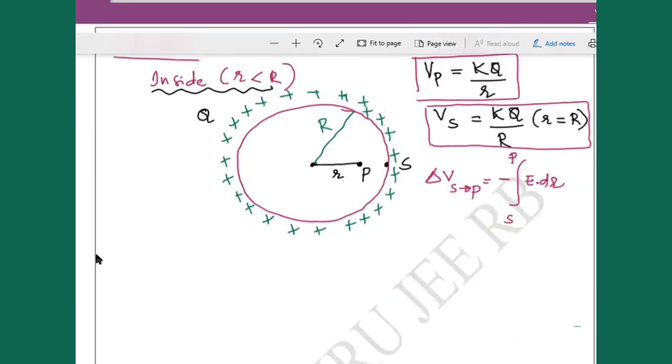All of you? Yes, sir. Okay, done. Now to proceed from this one, delta V from S to P can be written as VP minus VS. So VP minus VS is equal to minus the integral from S to P of E into dr.